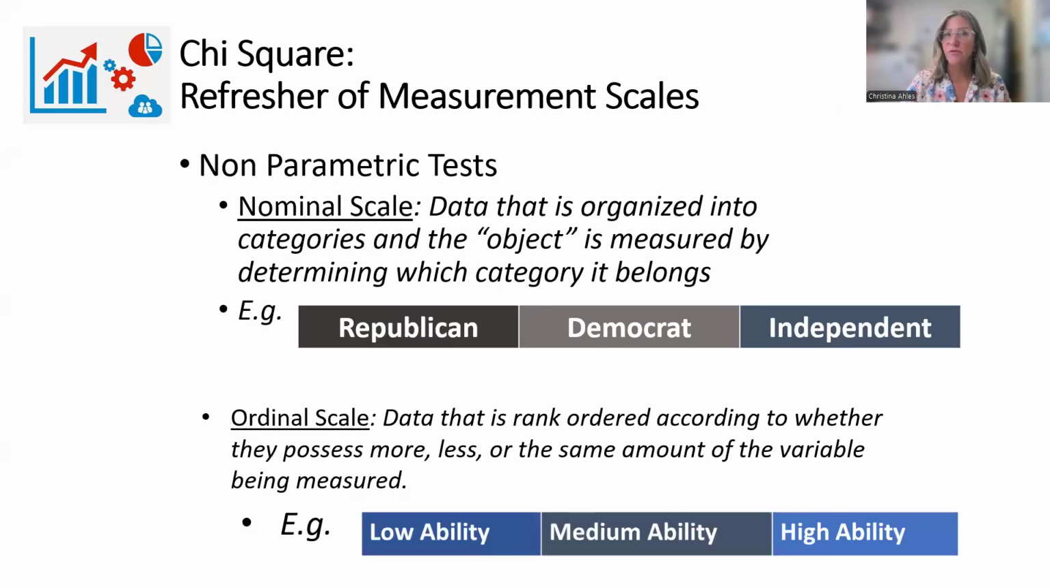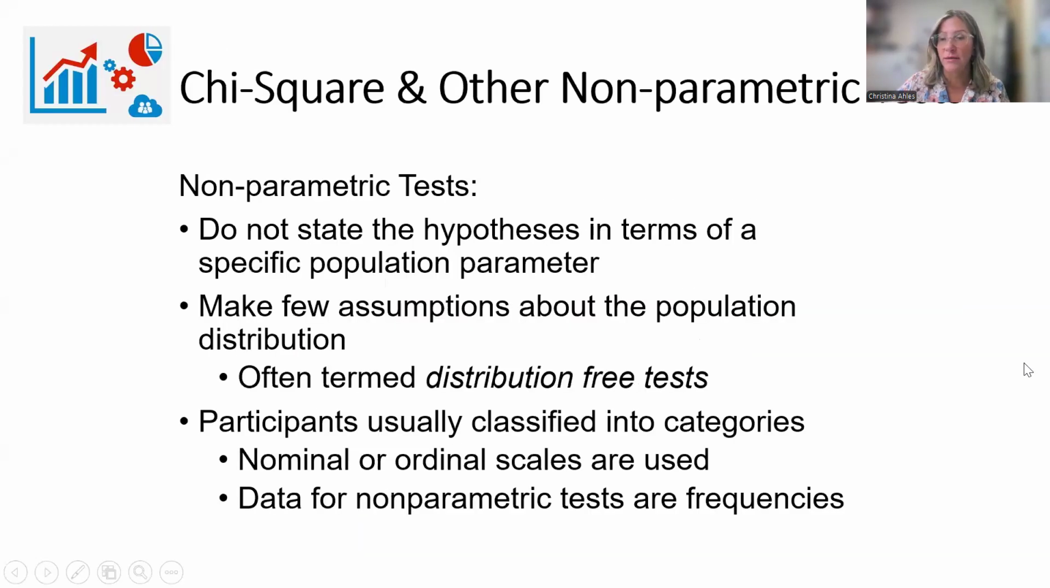Often, though, we fall into situations that require a non-parametric test because we have nominal or ordinal data, so data that's just organized into categories, like Republican, Democrat, Independent. They're just categories of individuals. Or ordinal data where there's a ranking, like low ability, medium ability, high ability. There's a subjective difference, but you can't subtract high ability and low ability and find a difference.